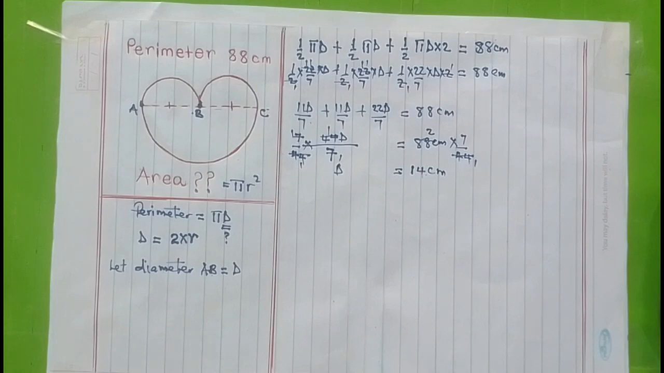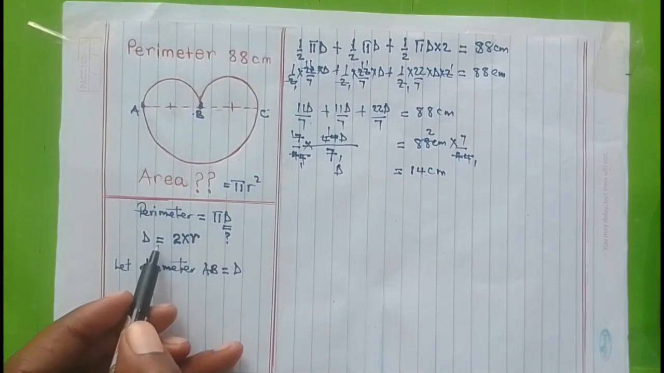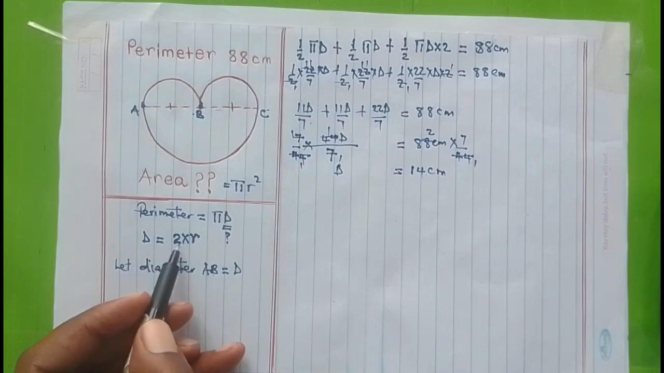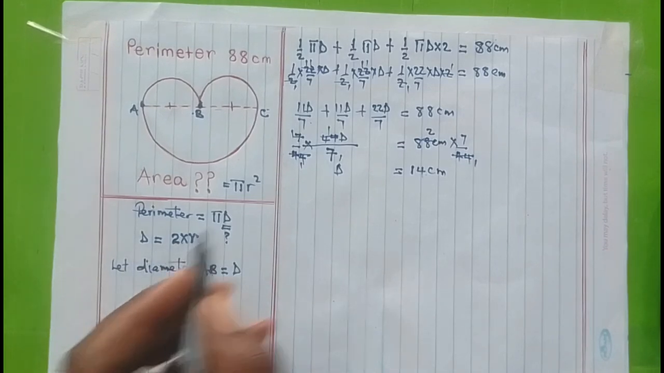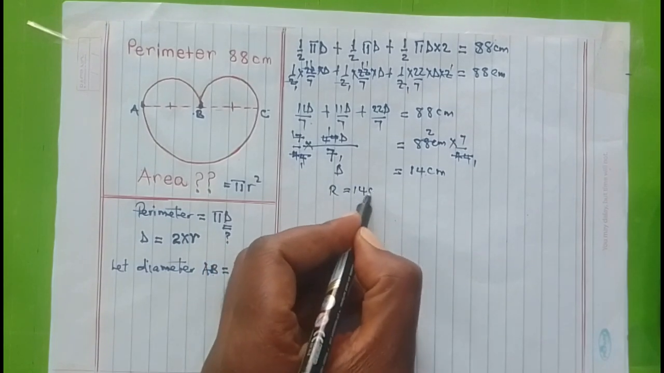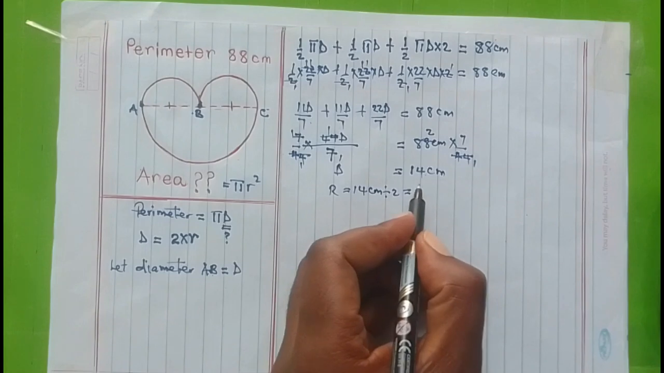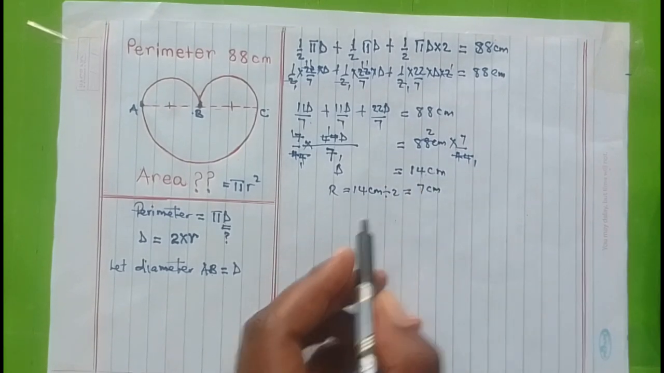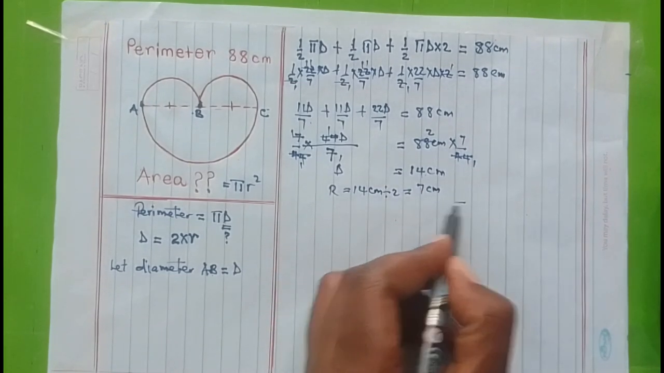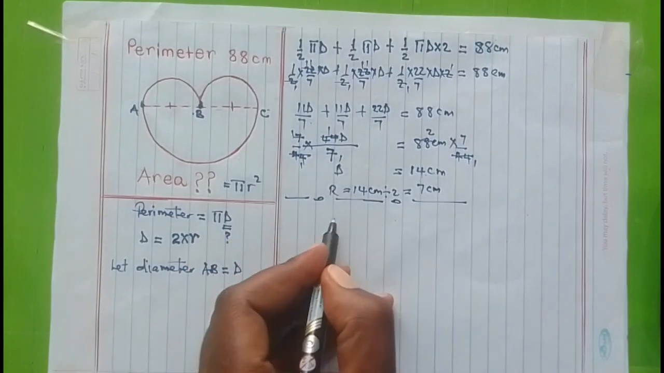Good. But what do we need here? We need the radius. We know the diameter is the same as 2 radii. So to get the radius, let's just say 14 centimeters divided by 2, which will give us 7 centimeters. From here, we can now go ahead and find the area of the circle.